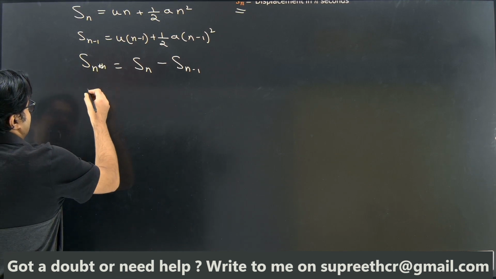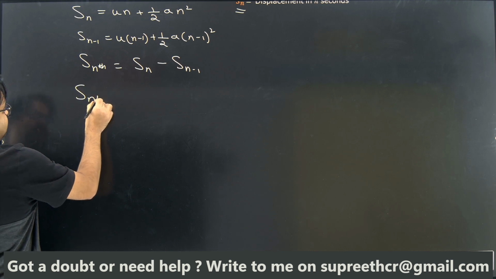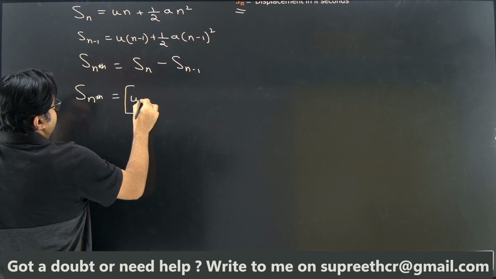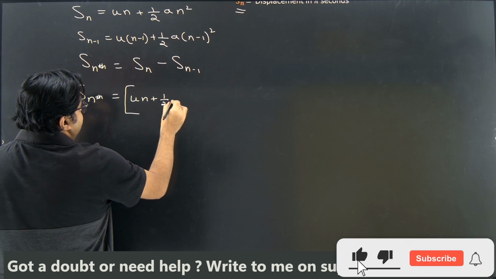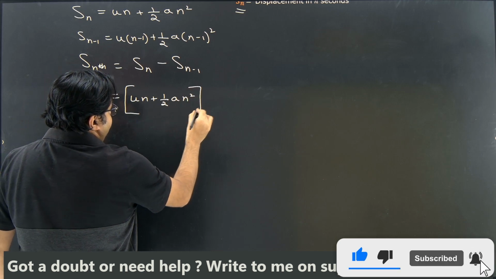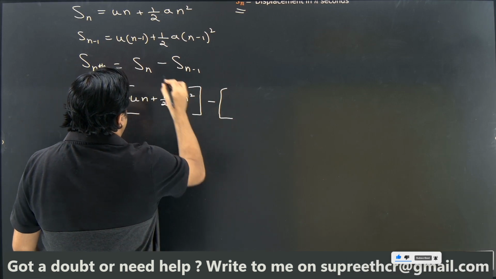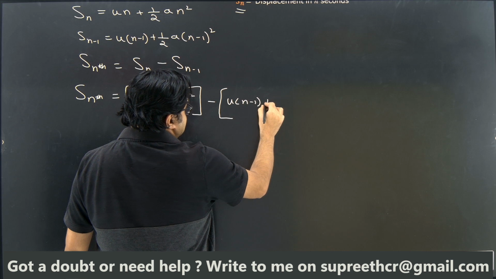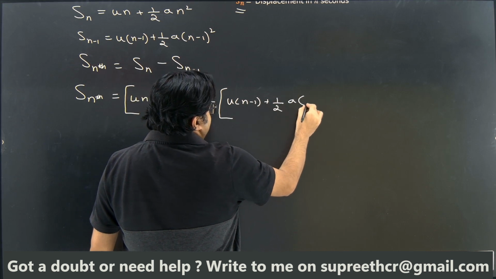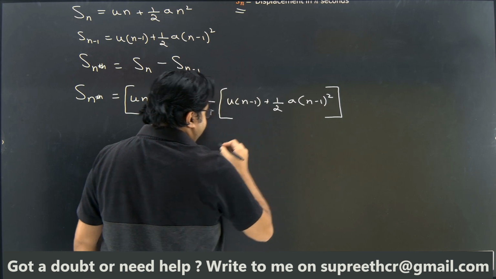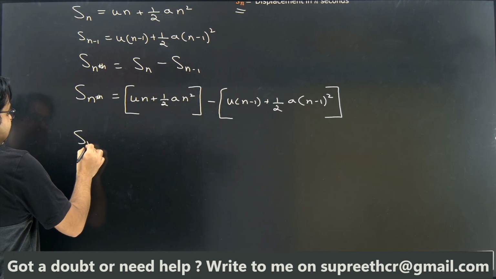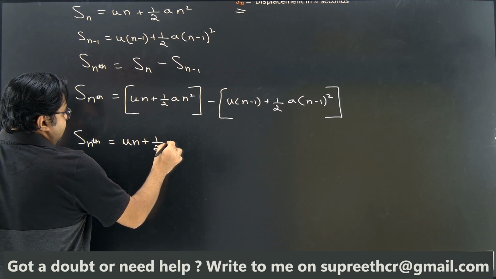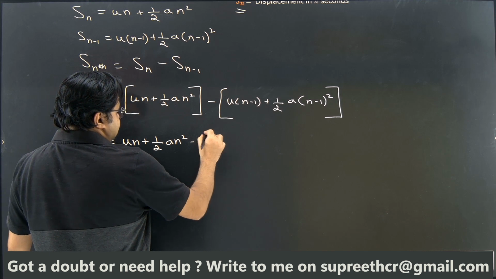Look at this. Distance traveled in the nth second of its motion can now be written as Sn is un plus half an square minus Sn minus 1, which would become u into n minus 1 plus half into a into n minus 1 the whole square. Let us expand this. Snth would become equal to un plus half an square. Let this minus sign stay.